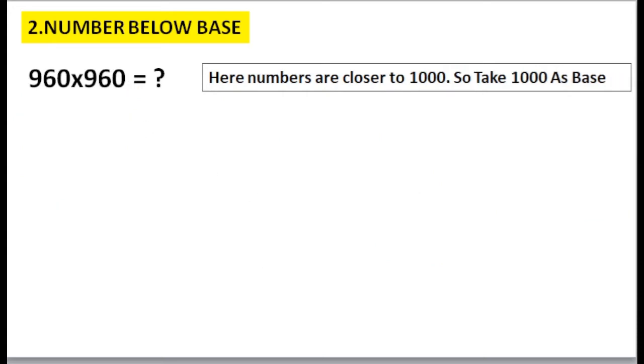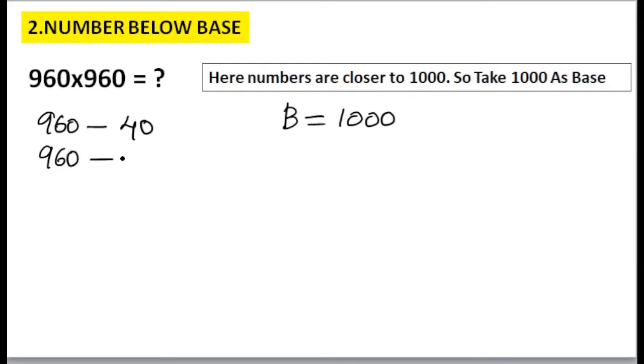Next is 960 into 960. Here both the numbers are nearer to 1000. So our base is 1000. So 960 is 40 less than 1000. So we write it twice because both the numbers are the same. So RHS is 40 into 40, that is 1600.